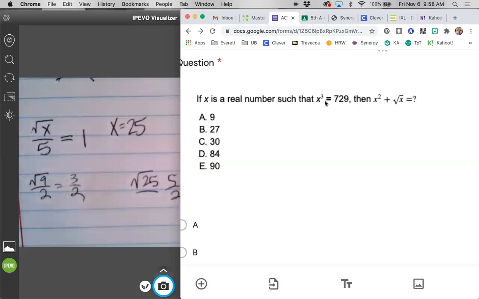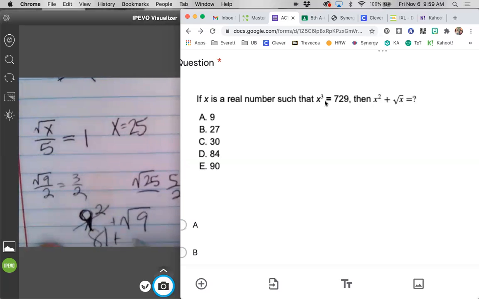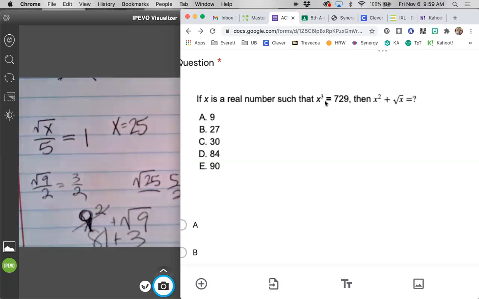So x is 9. And then you just plug in 9 squared plus the square root of 9. So 9 squared is 81. Square root of 9 is 3. So the answer is D, 84.